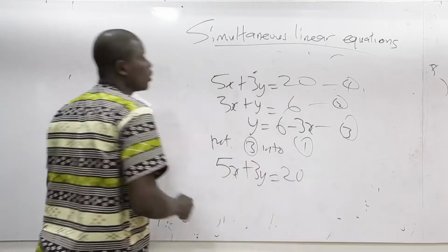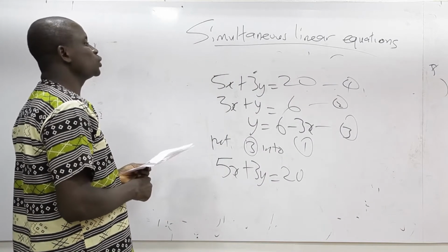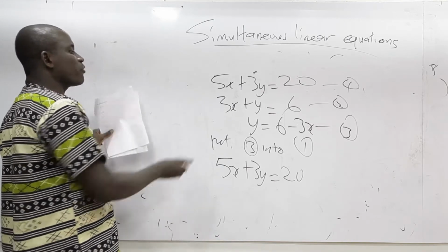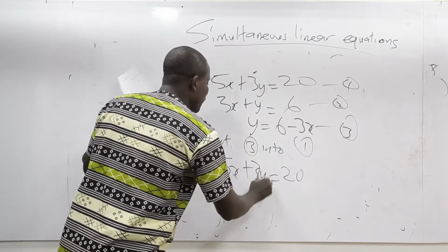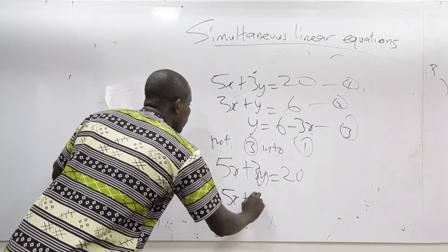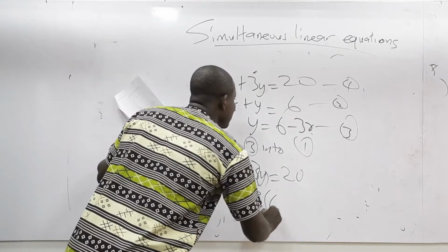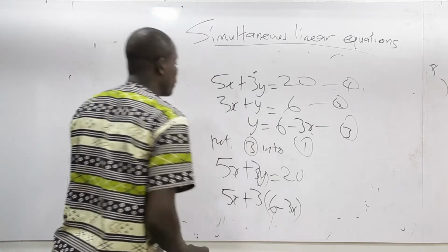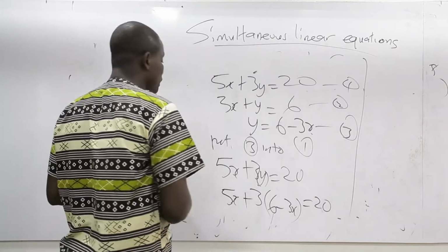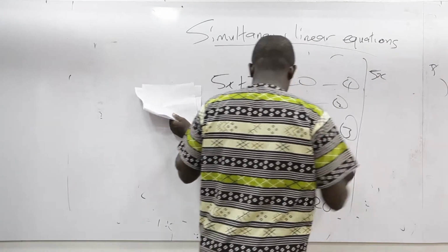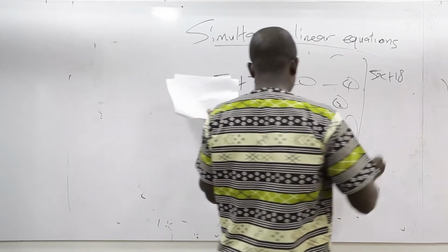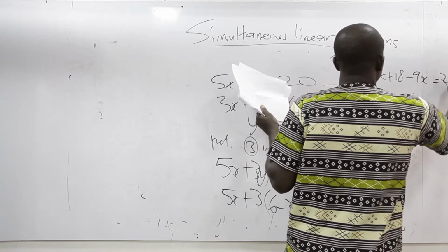I'm moving a bit faster because I've already explained to you in example 1, 2, 3, 4. So this one is just a cool chop. So now, what are we going to replace? We have made y subject here, therefore, you bracket y here, and then leave this one and put it there. That's all. So we have 5x plus 3, what is y? Y is 6 minus 3x. Then it's equal to what? 20. So what are we going to get? So we are having 5x plus 18 minus 9x is equal to 20.